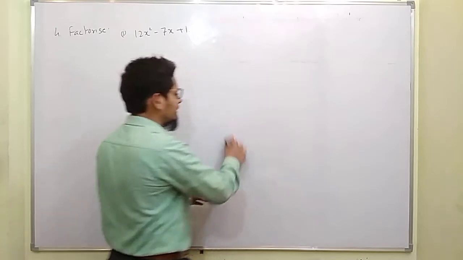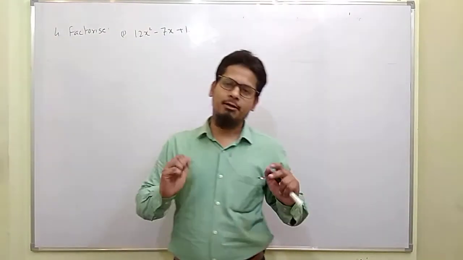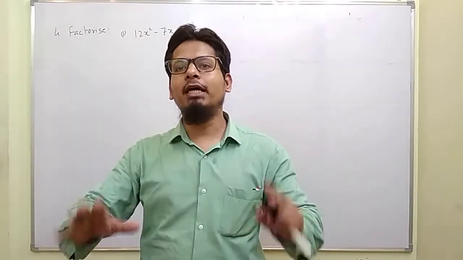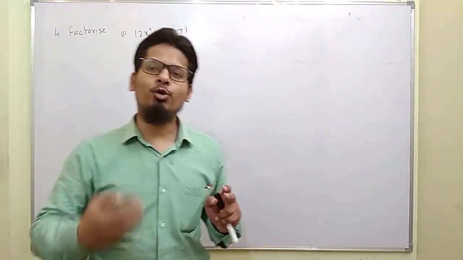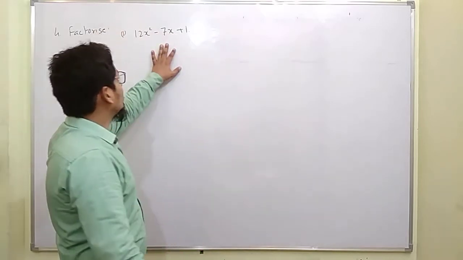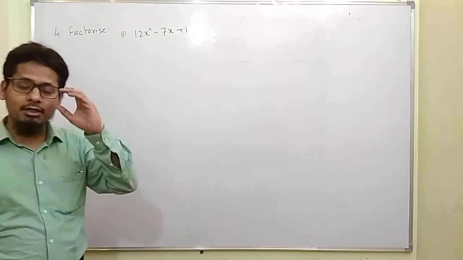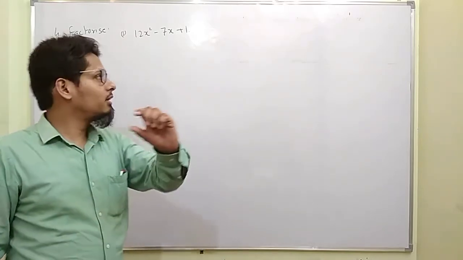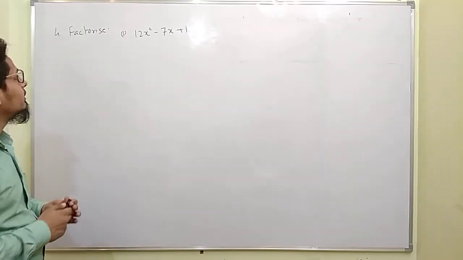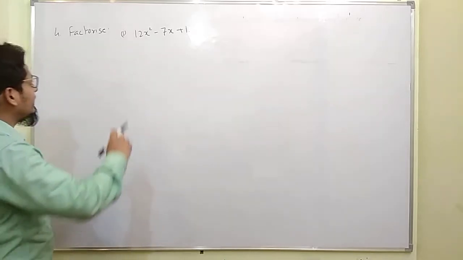So class, one thing to keep in mind is why we do not start from linear. Linear is the first level, because a linear is already factorized. x minus 2 is equal to 0, x is equal to 2. It is already factorized. But this is a quadratic polynomial, because the degree is 2. Firstly, we will learn one peculiar way to take out the factors of this polynomial. It is 12x square minus 7x plus 1.